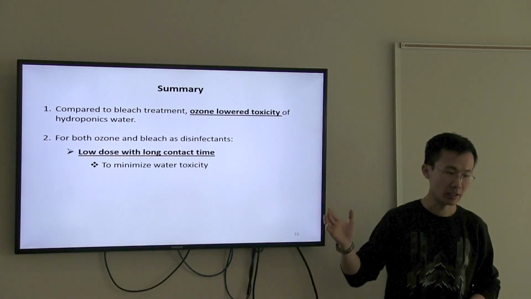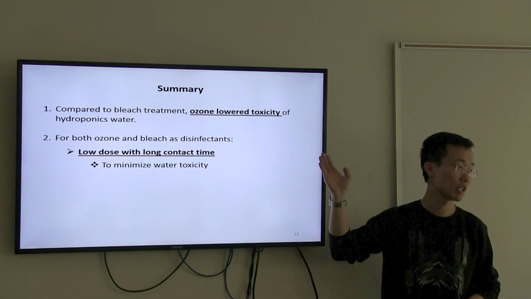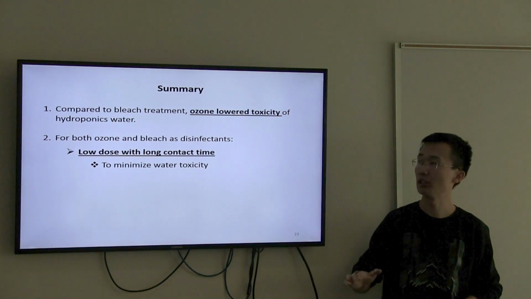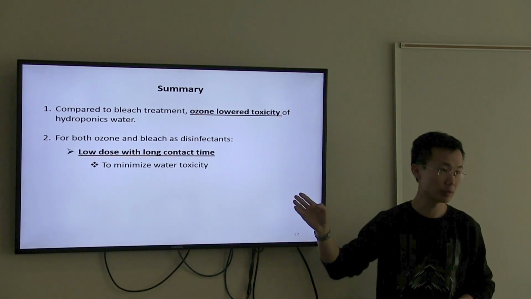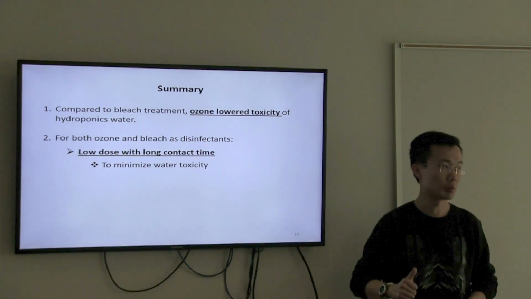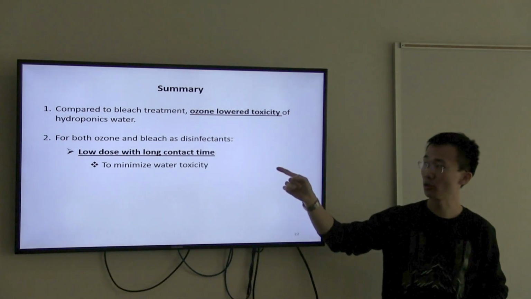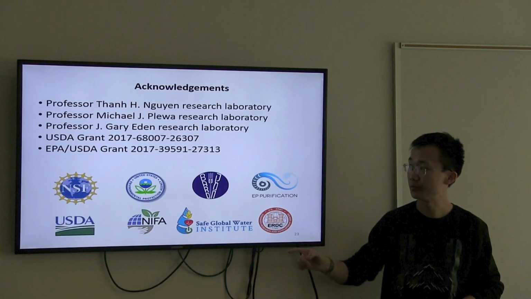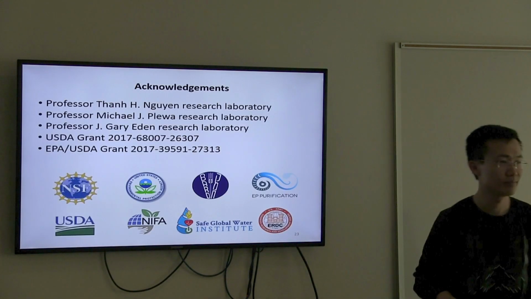So the summary here is, in general, ozone technology lowered the toxicity compared to the bleach technology. And for both ozone and bleach treatment technologies, the ideal way to reduce the potential toxicity in this water is to use low dose and long contact time. Thank you for the attention.